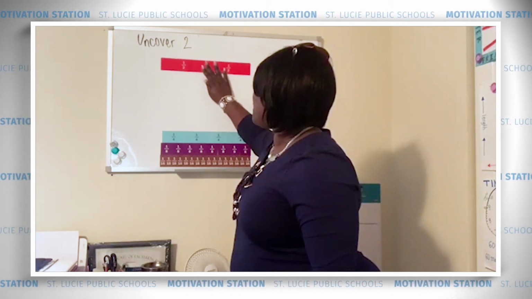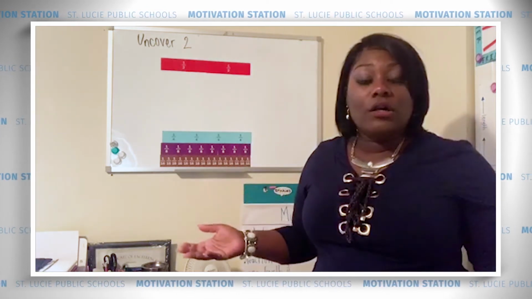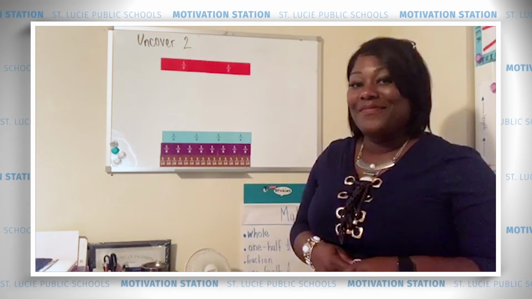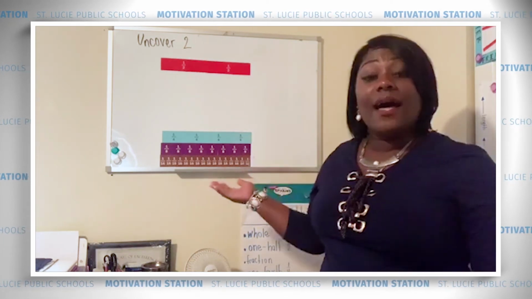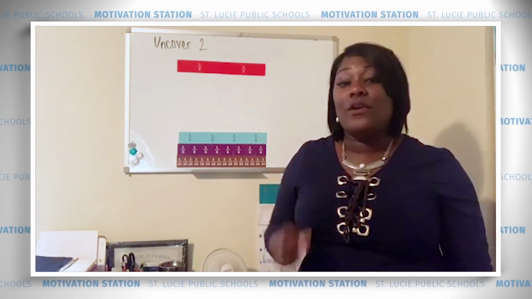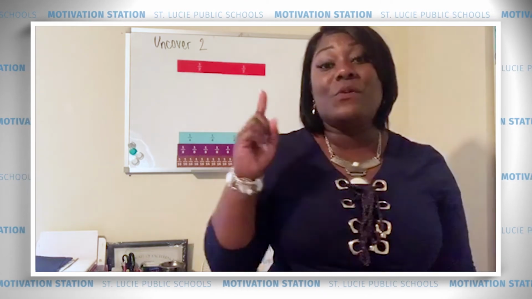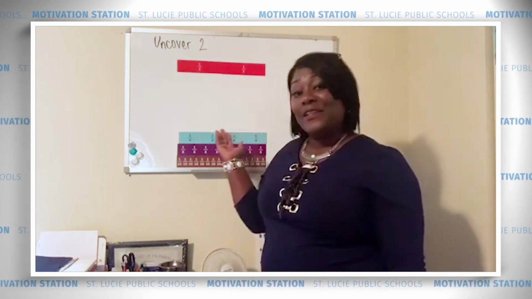Okay? So, now, where did my whole go? It's behind the two halves. Tell me what you know about the equivalency of two halves and one whole. Two halves is equivalent to one whole. Can you see it clearly now?